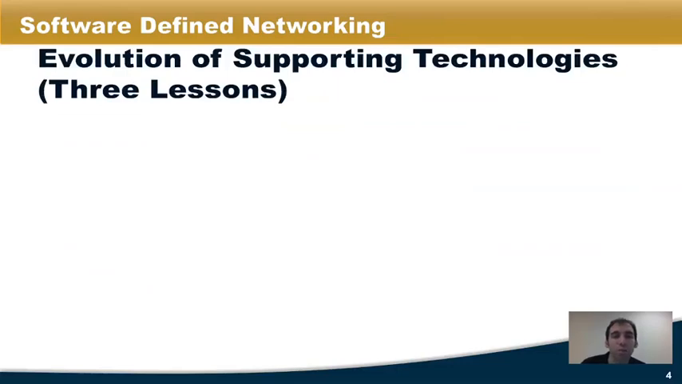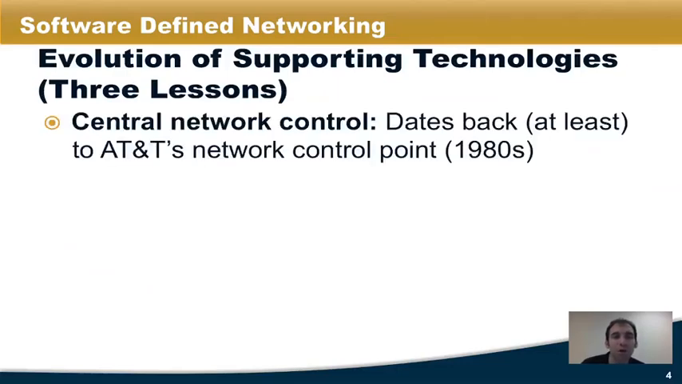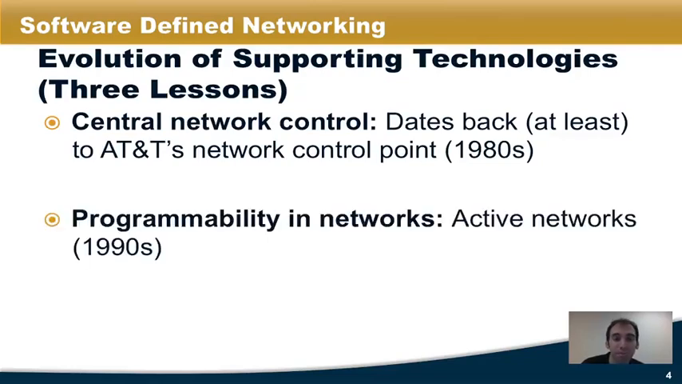So we'll break this up into 3 different lessons. First, we'll talk about the origins of central network control, which dates back at least to the early 1980s in the form of AT&T's network control point, which is, by the way, still in use today.